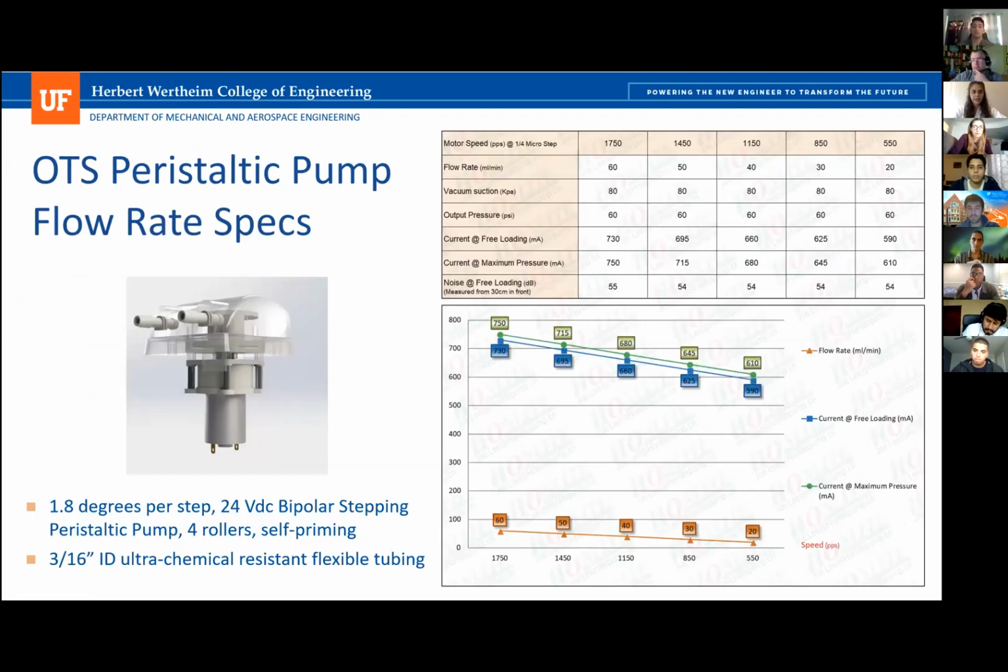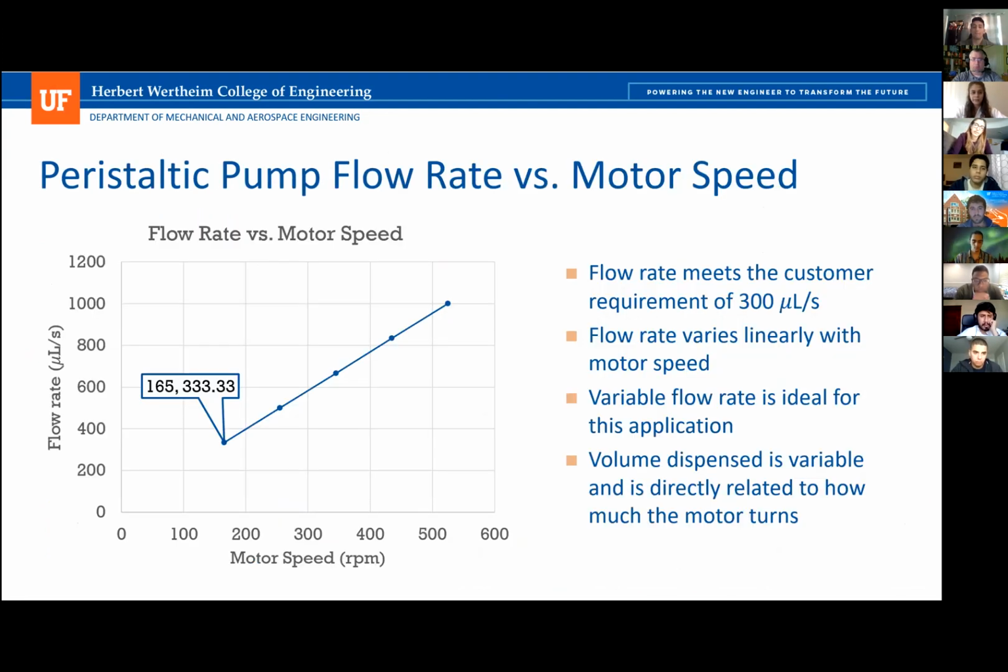Next slide. And so here's some more specifications on the pump. Like I said, it's 1.8 degrees per step on the stepper motor. It is self-priming. And then the tube that we're using is a 3/16 inner diameter, chemically resistant flexible tubing. Here's a chart provided by the manufacturer. And if you go to the next slide, it's a little bit more simplified.